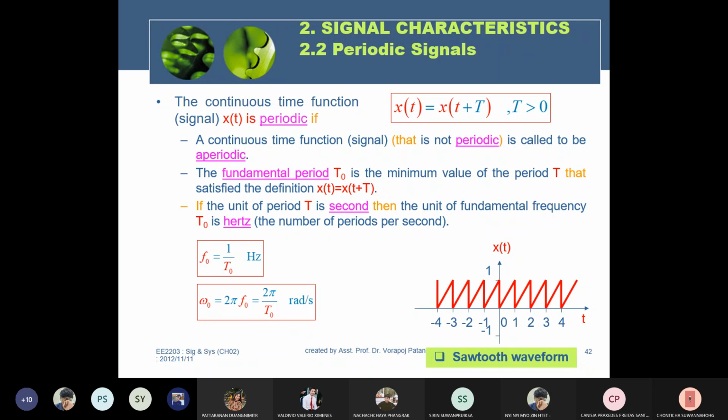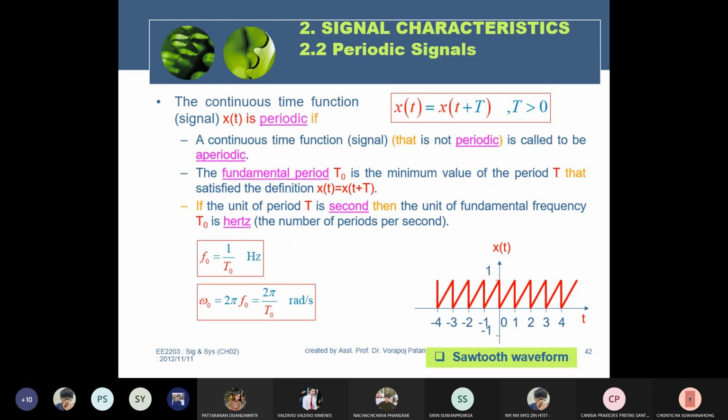A continuous-time function that is not periodic, we call aperiodic. If the signal is aperiodic, it means it has no pattern, and you can apply the Fourier transform or the Laplace transform instead. The fundamental period is the minimum value of the period T that makes the shifted signal still identical. For example, here, if you shift by 2 pi, it's identical. But if you shift by 0.5 pi, it's not.